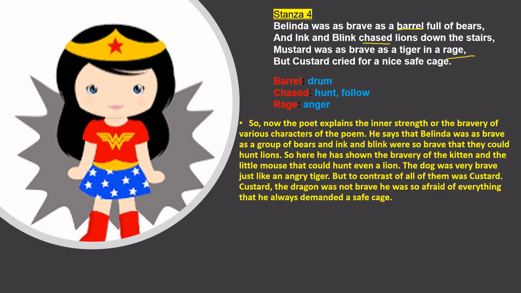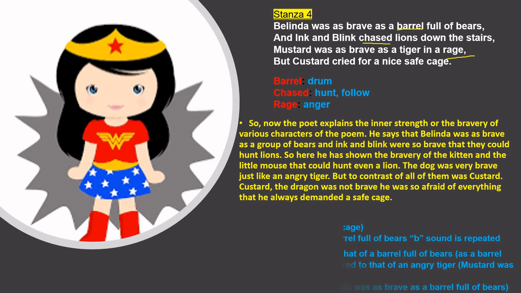But in contrast to all of them was Custard. So Custard the dragon was not brave. He was so afraid of everything that he always demanded a safe cage. That means he always wanted to remain in some hiding place. That means he was not very brave.